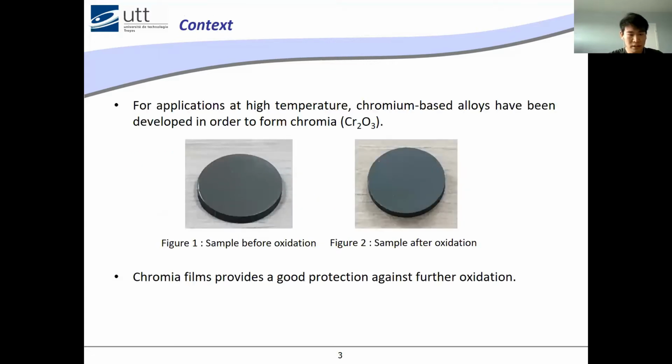For application at high temperature, chromium-based alloys have been developed in order to form chromia. We can see that before the oxidation, the sample surface is polished as a mirror, with Ra about 2 micrometers. And after oxidation, we can see that there is a chromia layer, a chromia film at the surface of the sample. The chromia film provides good protection against further oxidation.